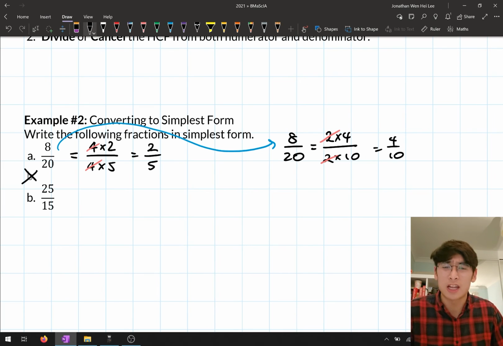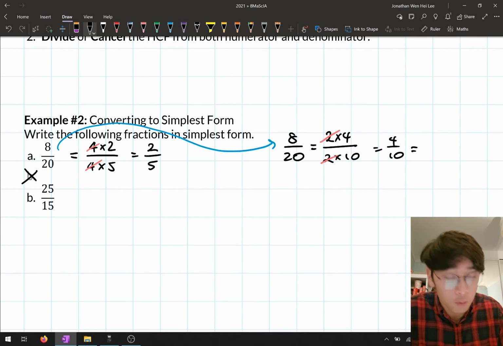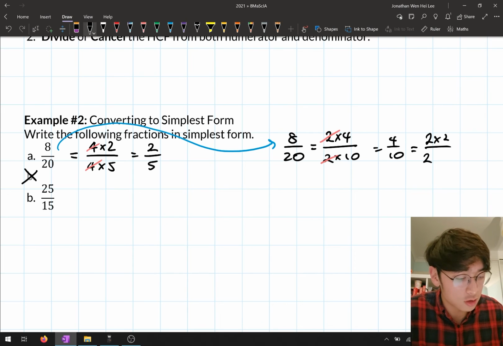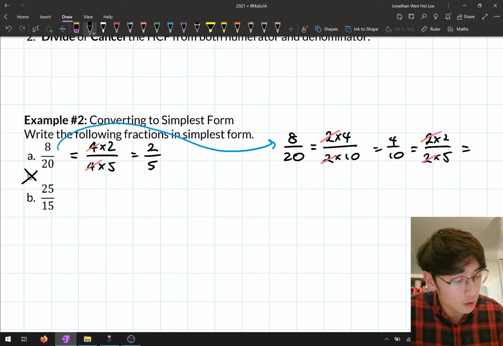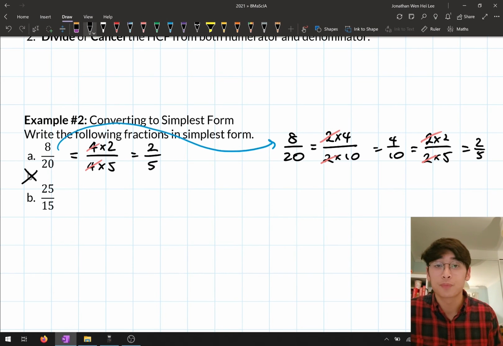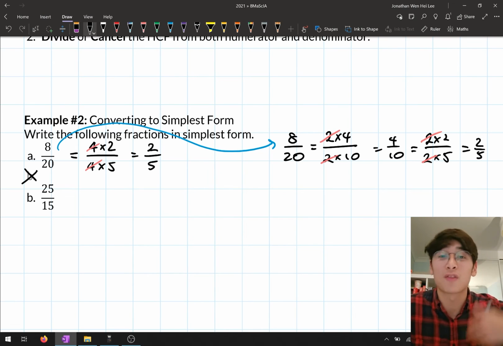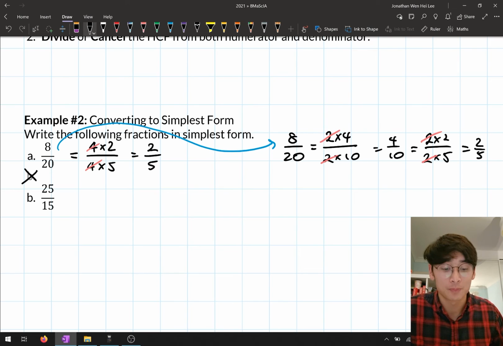But then you look at 4 over 10 and you go, okay, hang on, can I go any further with that? Well, 4 and 10 are both even numbers as well. So I can actually take out another 2. So here, 4 is just 2 times 2, and 10 is just 2 times 5. And I can cancel out that 2 again, and I'm left with 2 over 5. So if you're not quite able to find the highest common factor immediately, you can go step by step and repeat this process of finding any possible common factor.